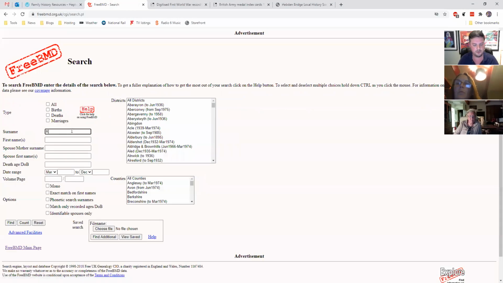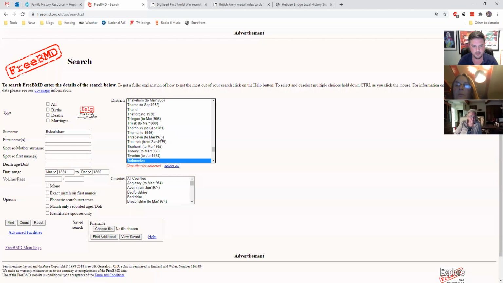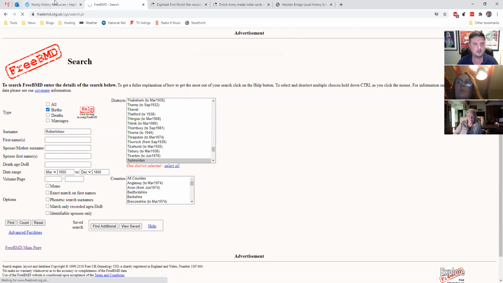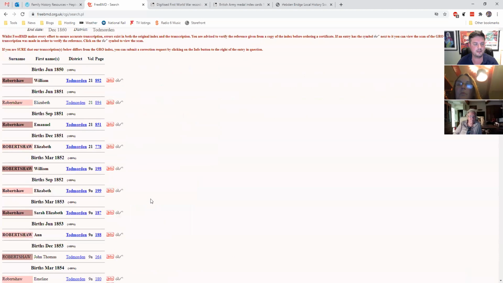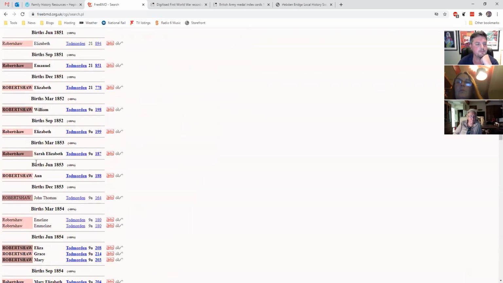Again, another search website, so you can search for a surname, you can search for an age, date range. And if you're interested in Heptonstall and anywhere between Heptonstall and Todmorden, then you look for the Todmorden registration district. Births, and then that will not do anything. Oh, there you go. This is the list of all the people born with that surname in this era.